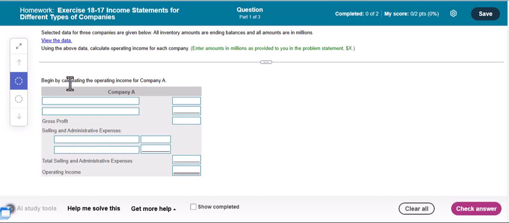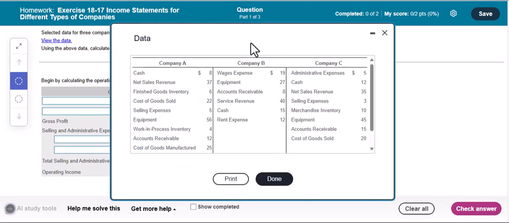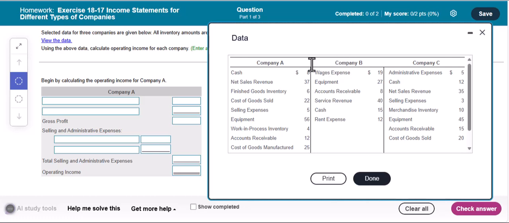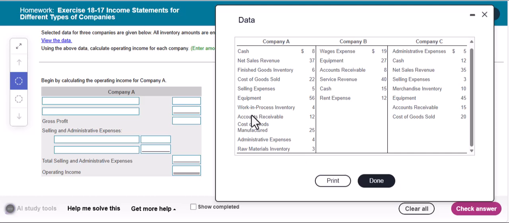So we're going to begin by calculating the operating income for Company A. So when we open up our data, let's have a look here. What type of company is Company A? We've got that finished goods inventory, we've got work in process inventory, and we've got cost of goods manufactured down here at the bottom. And we've also got raw materials inventory here at the bottom if we scroll down. So what type of company is that?